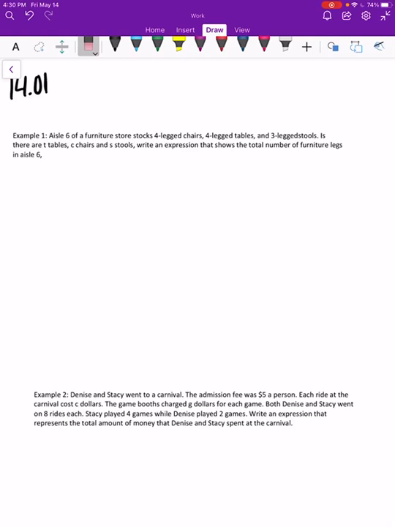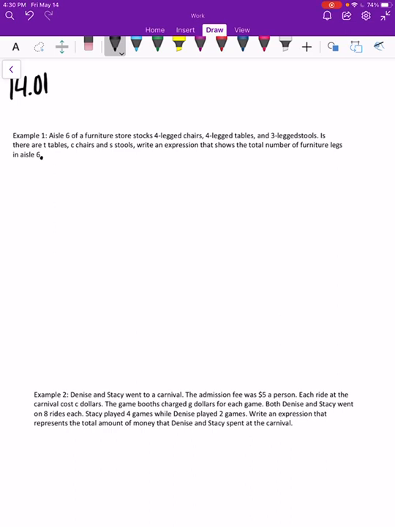Example 1 says aisle 6 of a furniture store stocks 4-legged chairs, 4-legged tables, and 3-legged stools. If there are T tables, C chairs, and S stools, write an expression that shows the total number of furniture legs in aisle 6. With some grammatical errors, that should be a period. So I'm just going to write it like this.